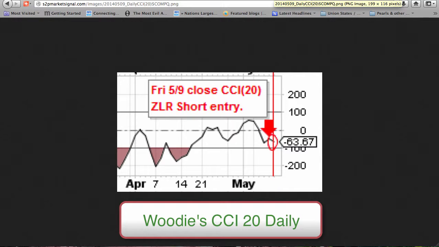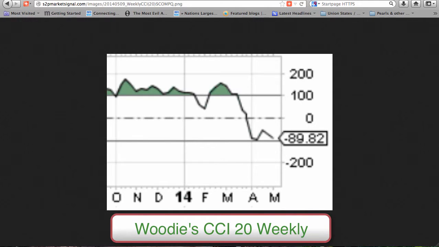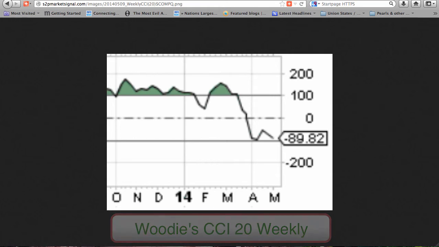The weekly CCI 20 of the Nasdaq Composite began a Woody's uptrend 63 weeks ago, while the daily CCI 20 began a Woody's downtrend 6 weeks ago. With 5 weeks below zero, the CCI 20 weekly at minus 89.82 has declined again this week and remains outside the plus or minus 50 range for a valid zero-line reject entry signal.